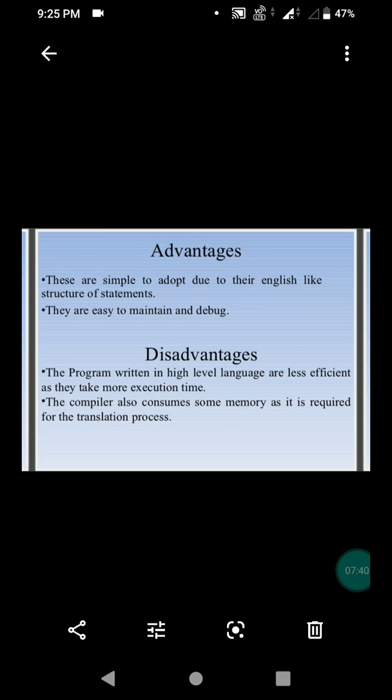Advantages: they are simple to adopt due to their English-like structure of statements. They are easy to maintain and debug. But the disadvantage is that programs written in high-level language are less efficient as they take more execution time. Execution time is obviously increased because it has to convert to machine level, both ways. The compiler also consumes some memory as it is required for the translation process. The compiler has to convert high level language to machine and machine to high level, so it needs some memory to initially save the code for a short period of time. So memory is also being consumed in the process.